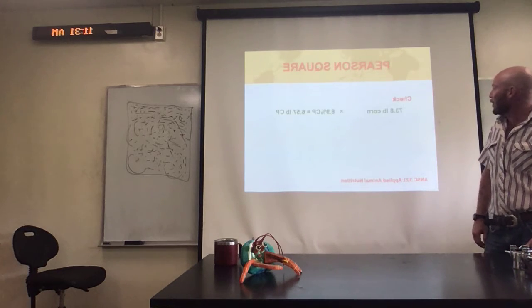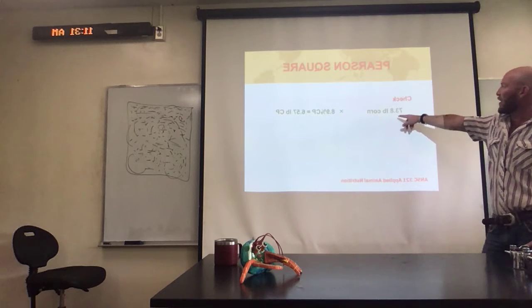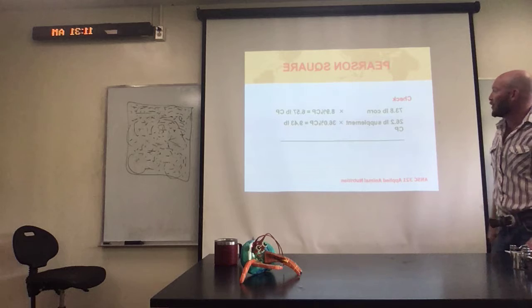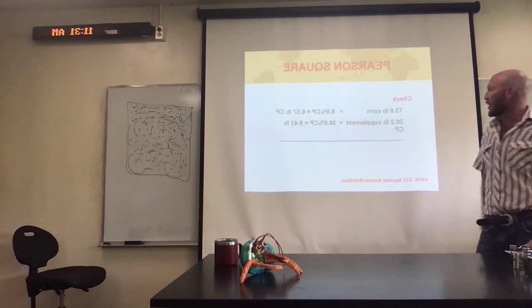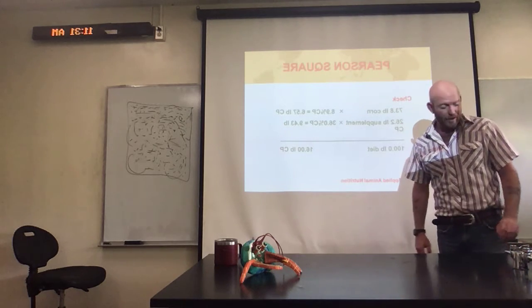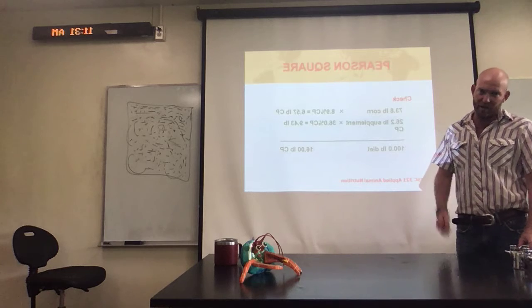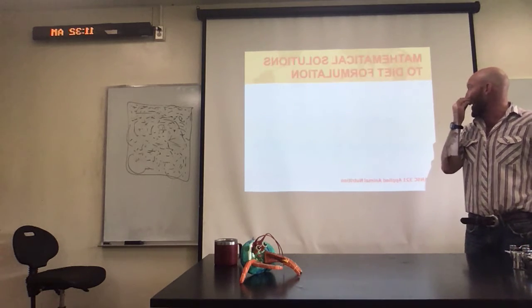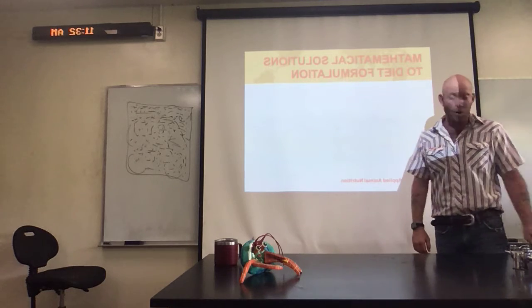Check it. 73.8 pounds of corn at 8.9% crude protein, 6.5 pounds crude protein. Our supplement, same thing, 9.5 pounds crude protein. There's our 16, which is our target. We have achieved a balanced ration for protein.